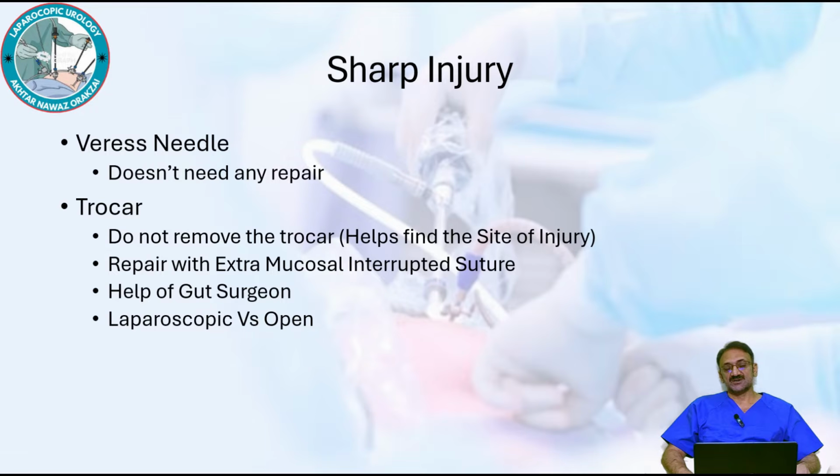While with the trocar, once it happens and you have diagnosed it perioperatively, then you should not remove the trocar. You just keep the trocar there. It is helping you see the site of injury, and then you see whether the trocar is halfway through, whether only the tip is in, whether it is through and through the wall. So now a trocar injury really needs management, and that is how you manage it. If there is a single perforation, it is usually a clean injury, so you repair with extramucosal interrupted sutures, and there is no need for a stoma.